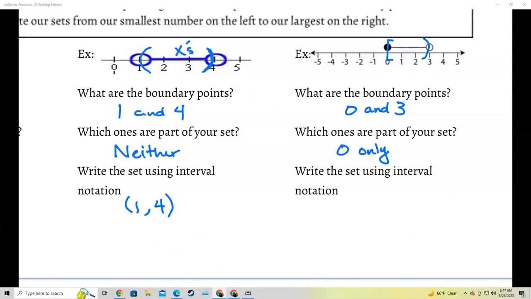So I'm going to go ahead and write my notation. I'm going to be using 0 to 3. On the 0, it's a bracket. On the 3, it's a parentheses. This says my x's are somewhere between 0 and 3. The 0 works. It's part of your set. The 3 does not work because the 3 is not filled in.